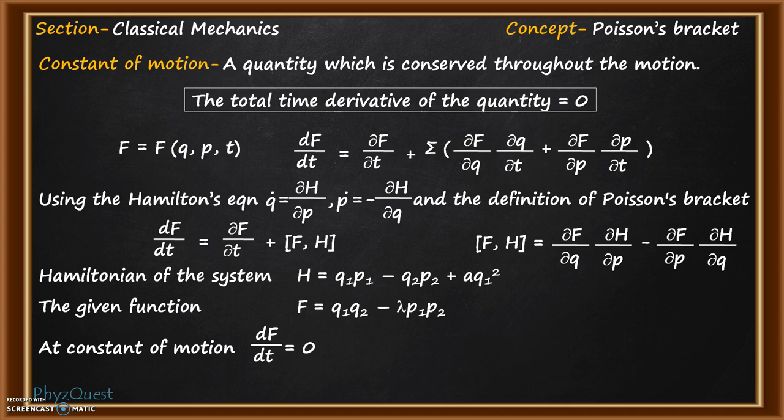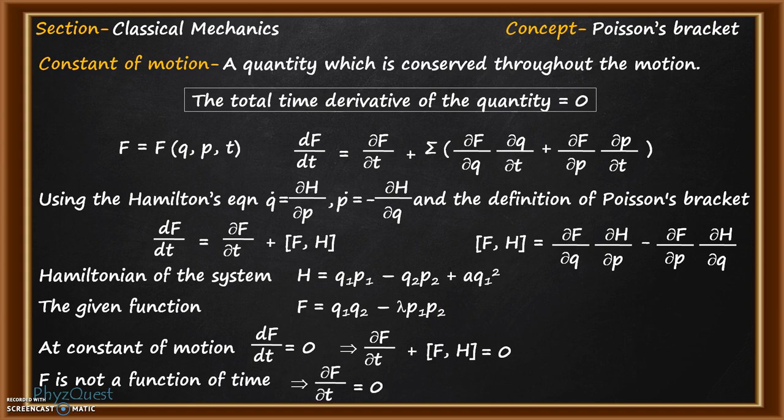So when this is equal to 0, that means del f by del t plus Poisson's bracket of f and h is equal to 0. Now if you look at the expression of f here, f is a function of only position and the momentum. There is no mention of time here. That means f is not a function of time. Therefore, the partial derivative of the function with respect to time will be equal to 0. That means ultimately we will get, at constant of motion, the Poisson's bracket between the f function and the Hamiltonian will be equal to 0.